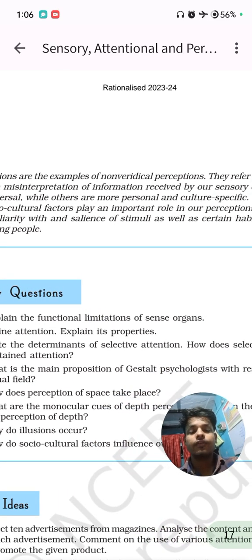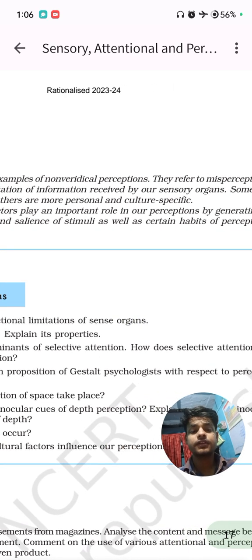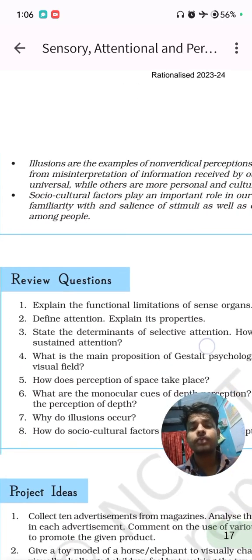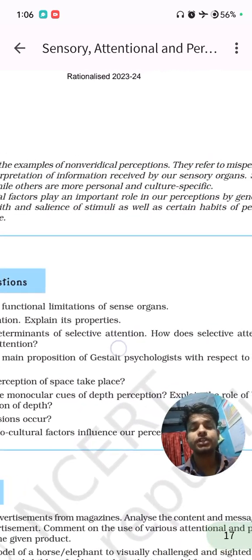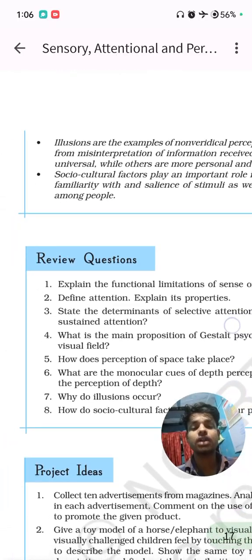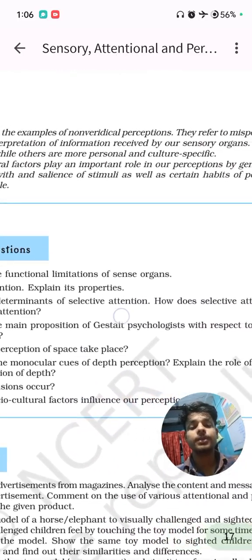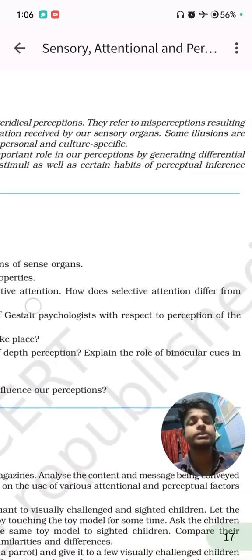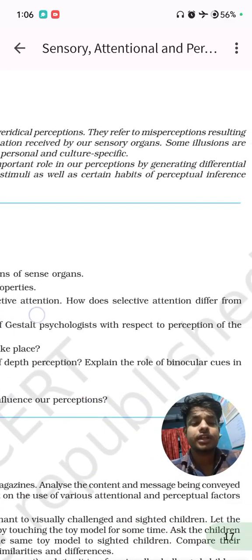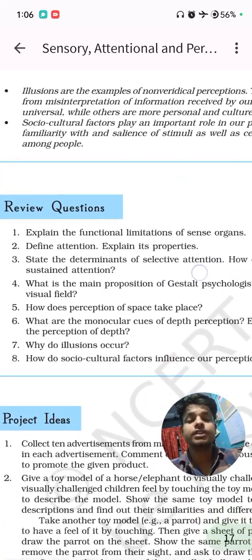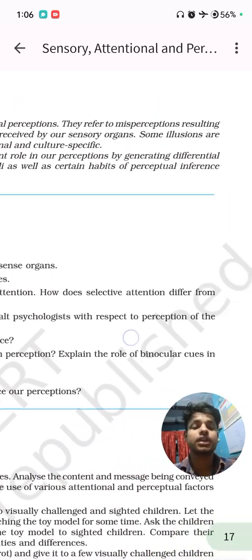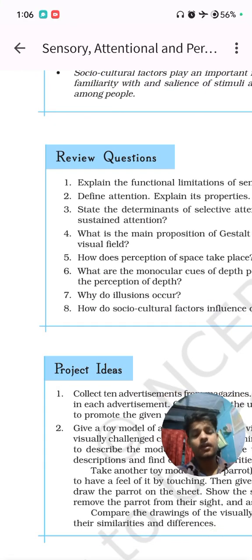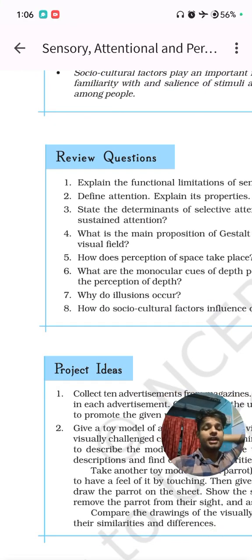Illusions are examples of non-veridical perception. They refer to misperceptions resulting from the misinterpretation of information received by our sensory organs. Some illusions are universal, while others are more personal and culture specific. Such socio-cultural factors play an important role in our perception by generating differential familiarities with the salience of stimuli as well as certain habits of perceptual inference among people. Here we finish our lecture, and thanks for watching.